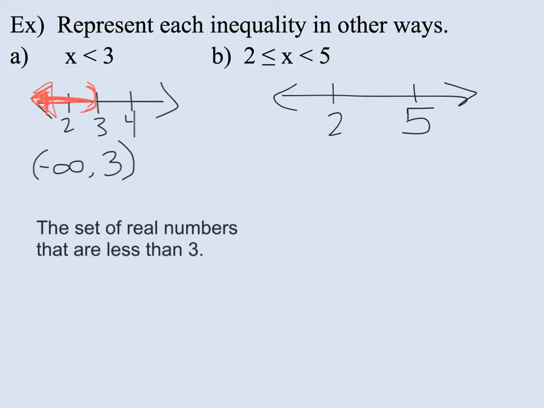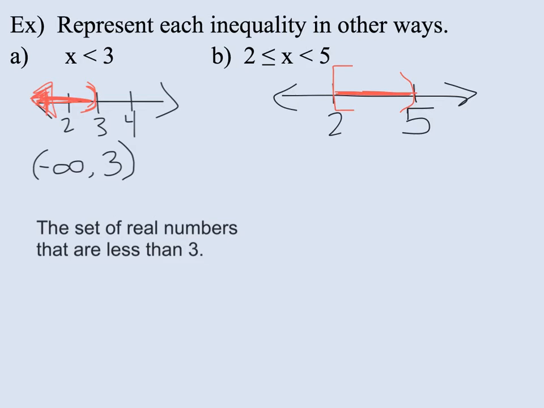Alright, so we've got 2 is included, so we're going to use a bracket. 5 is not included, so a parenthesis, and then we're going to shade between. Okay, so again, just like you did before, just instead of using open and closed circles, you're using parentheses and brackets. So then back to interval notation.